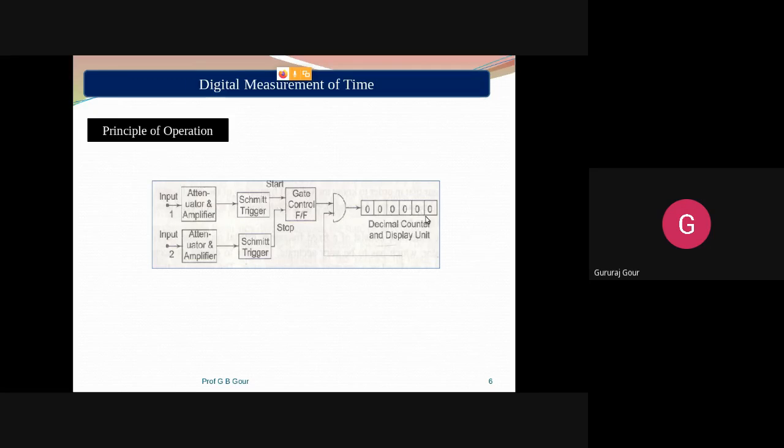That's all. So in between the start point and stop point, whatever pulses are passed with the help of this main gate and gate control flip-flop will be counted by the decimal counter and displayed. That is nothing but the counted pulses being equivalent to the measurement of the time period.